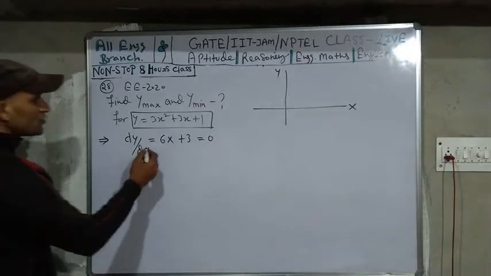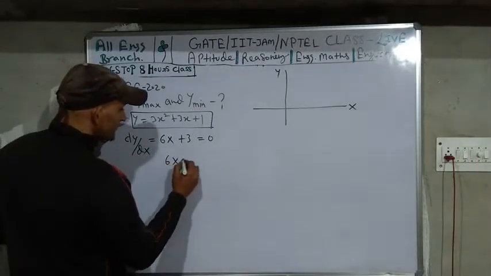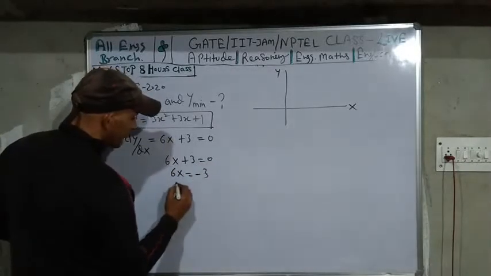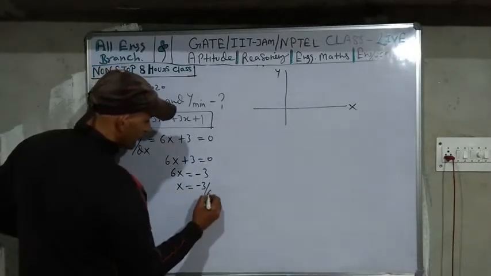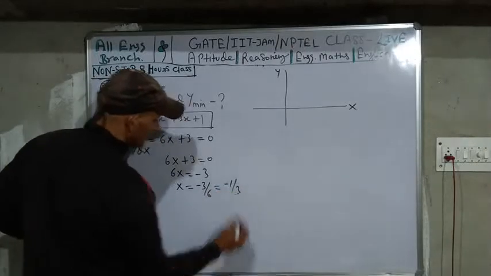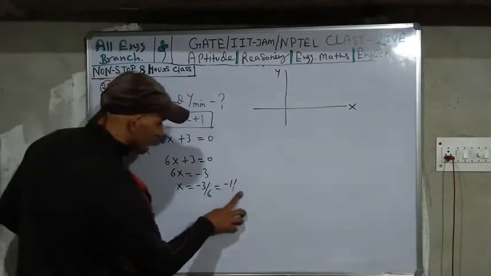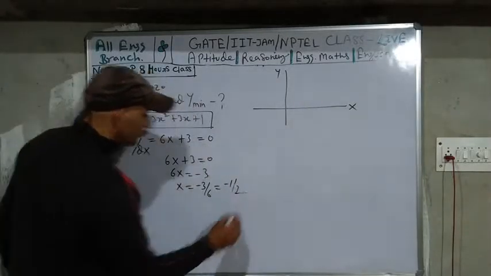So dy by dx is equal to 0, then you will write 6x plus 3 is equal to 0. It means that 6x is equal to minus 3, so x is equal to minus 3 upon 6, which is minus 1 upon 2. So this is minus 1 upon 2.